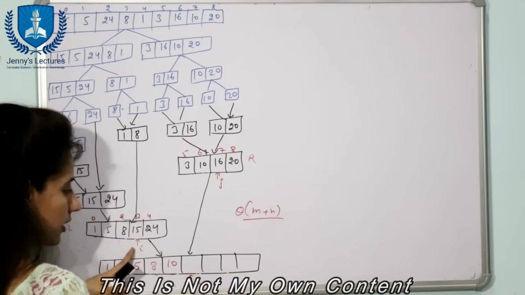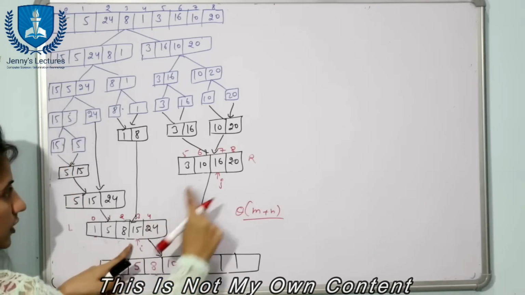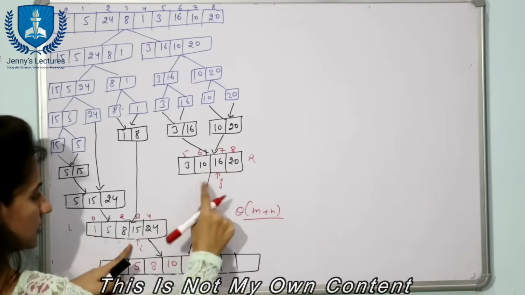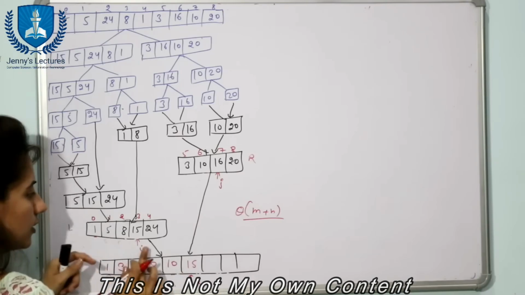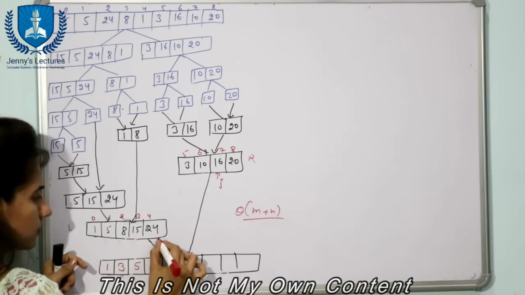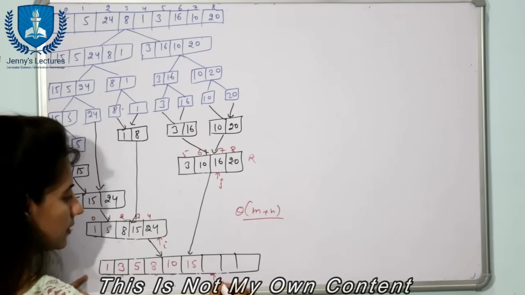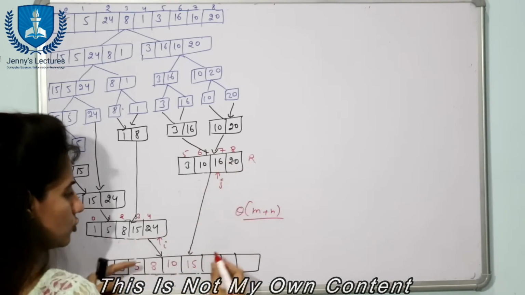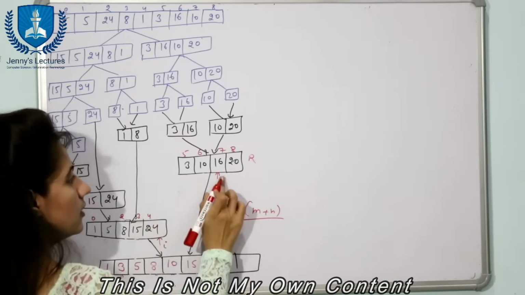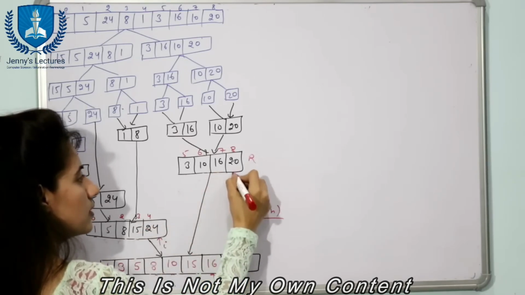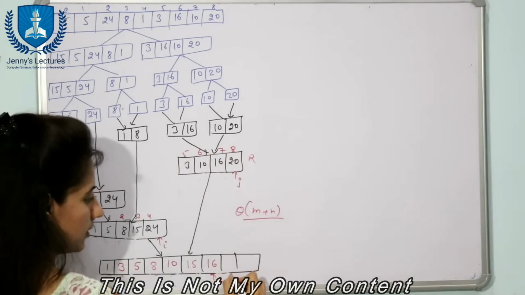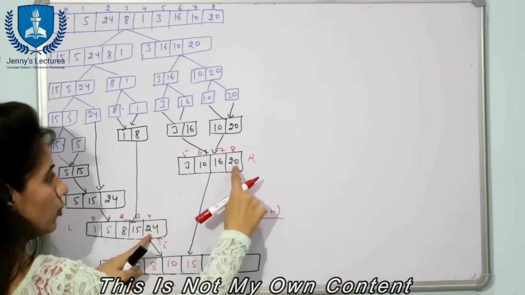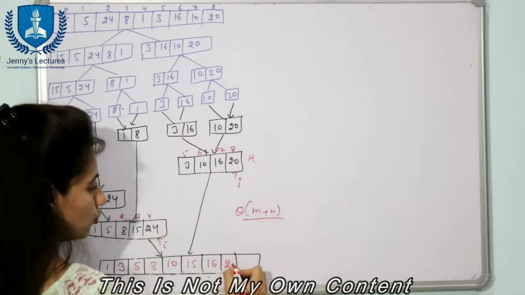K is here now. Again compare 15 with this 16. I is here and J is here only. 15 is less than 16, so we put 15 here. So now increment I and increment K. 24 and 16, which one is less? 16. So we put 16 here. Now increment J and increment K. Fine. Now 24 and 20, which one is less? 20. So we put 20 at this place.